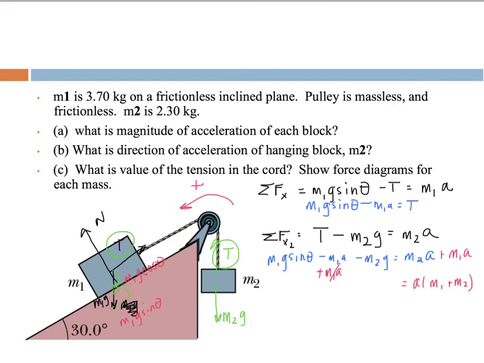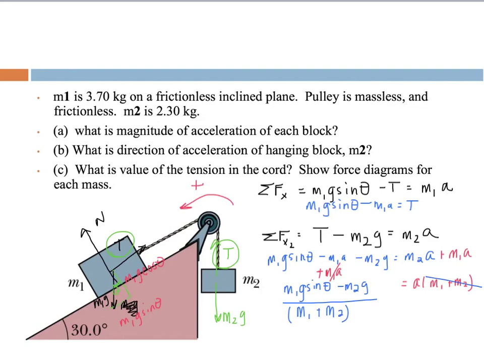Move m1a to the other side, factor out an acceleration, and then the last piece is to just divide by mass 1 plus mass 2. Again, you can see that we're getting almost the same relationship every time that we deal with a pulley system. Now we have a value for acceleration, or we have an equation for acceleration. Because I already have all my numbers, at this point I can plug that in.